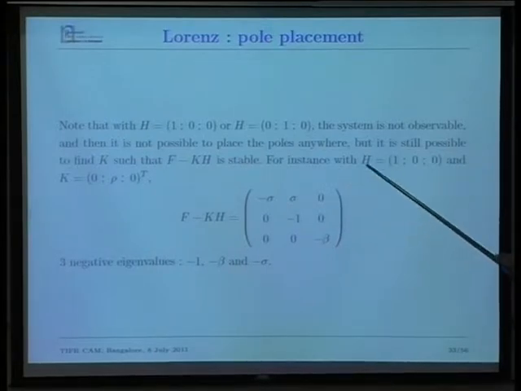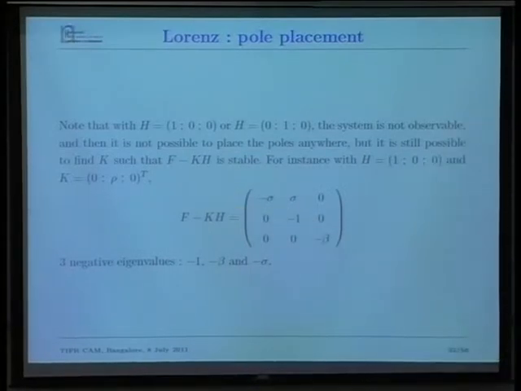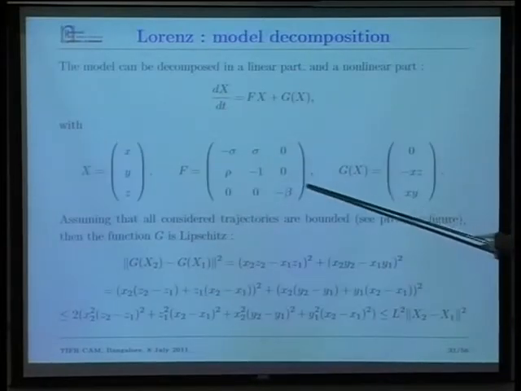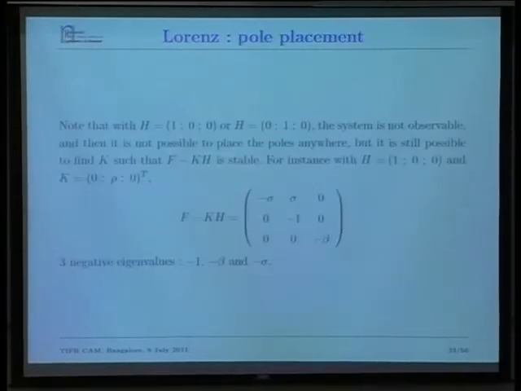So let's try with h equal to 1, 0, 0. That means that you observe only x. And then if you take this gain matrix K, then F minus KH is this matrix. You just remove this row here. And then you have three negative eigenvalues: minus 1, minus beta, and minus sigma. So it is a stable matrix. So it should work.